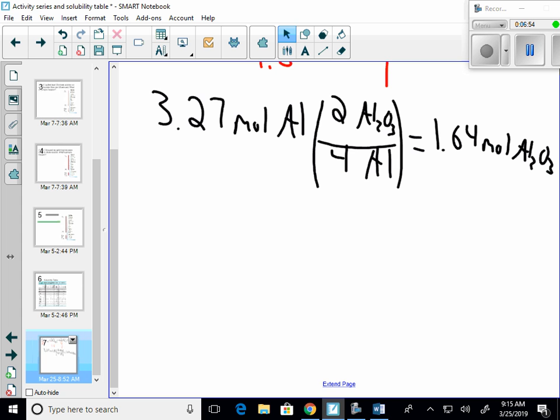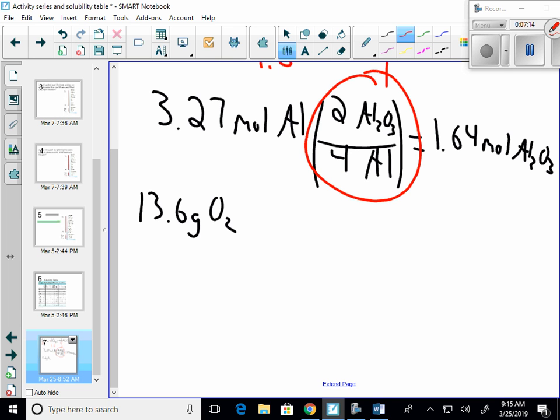So what makes this question different is it gave me 13.6 grams of oxygen. It wants me to solve for grams of the aluminum oxide. But that step I have on the board right now only works to convert from moles to moles. Balanced equation coefficients do not work for mass because every element has a different mass. Which is why, when we start this problem right here, we have to go way back to first semester and convert our grams into moles.